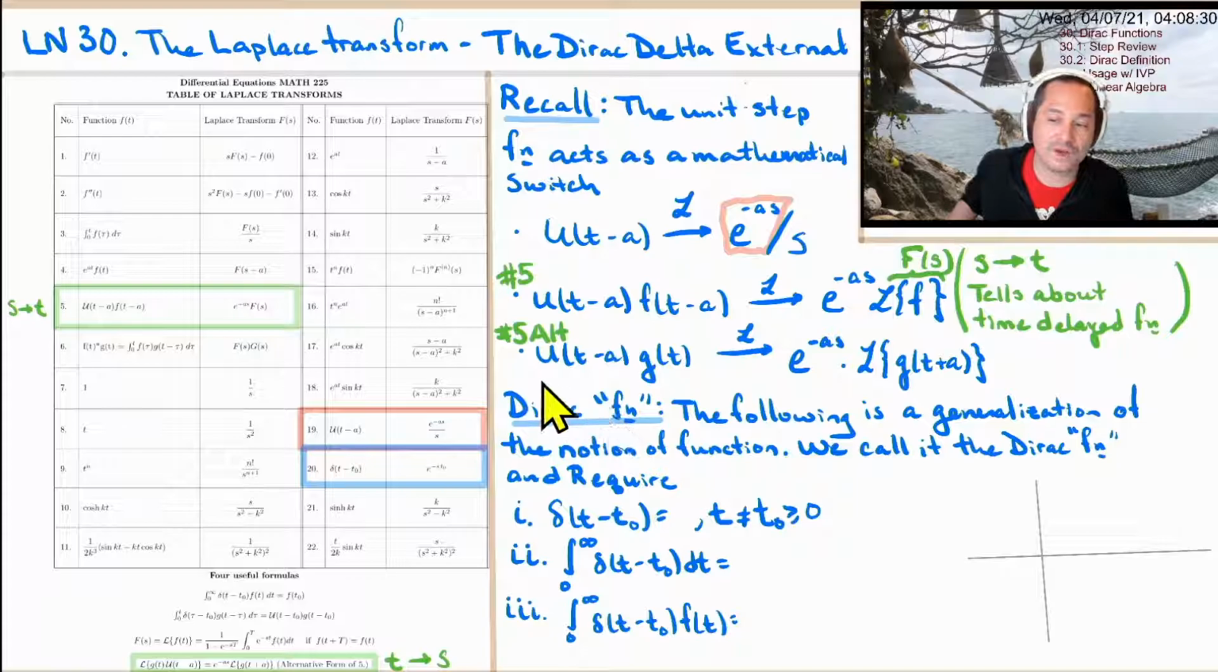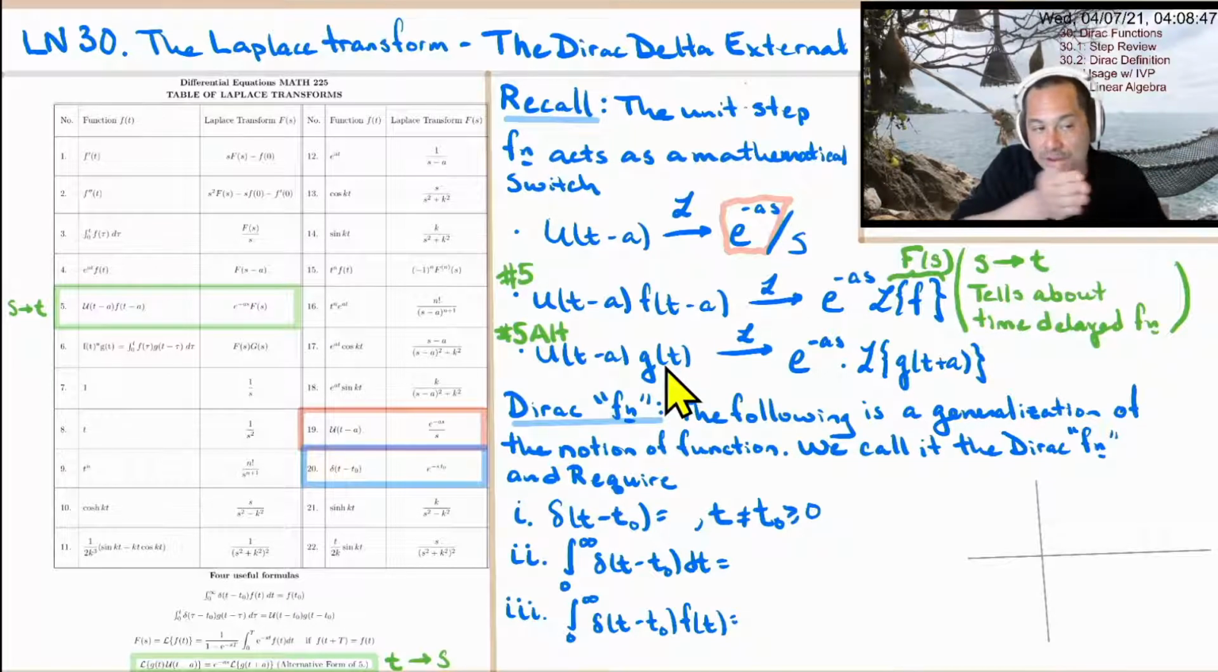And in number 5 alternate, the step function here is triggered to go off at a seconds, and it's going to fire on the function g of t. And notice that g of t has not been horizontally shifted. The reason for 5 alternate is that if you just assemble some stuff in the time domain, odds are the functions aren't shifted horizontally just right for table entry number 5 to work.